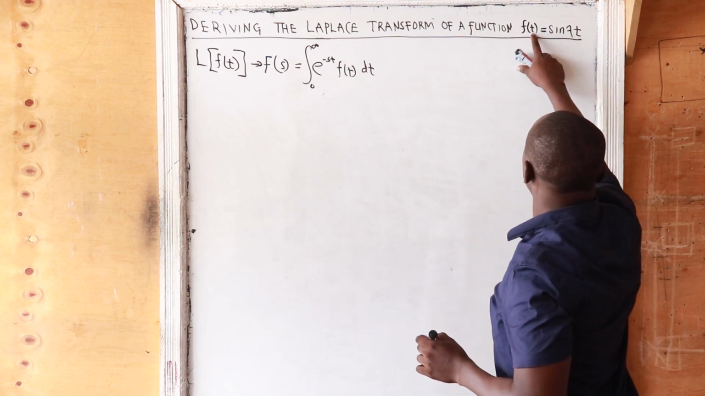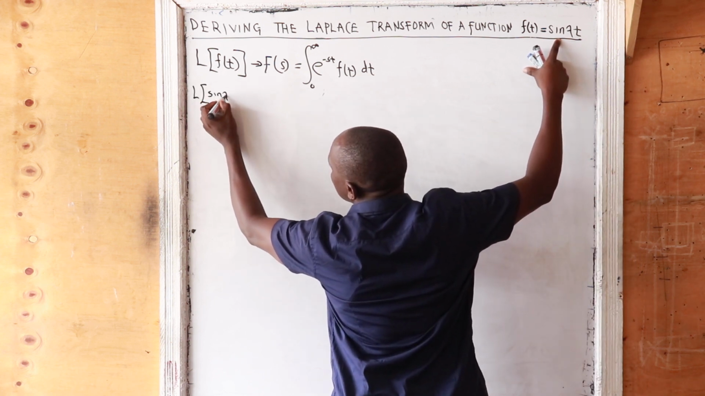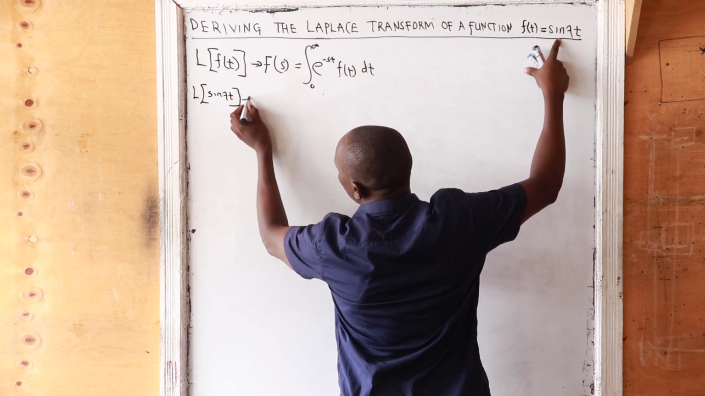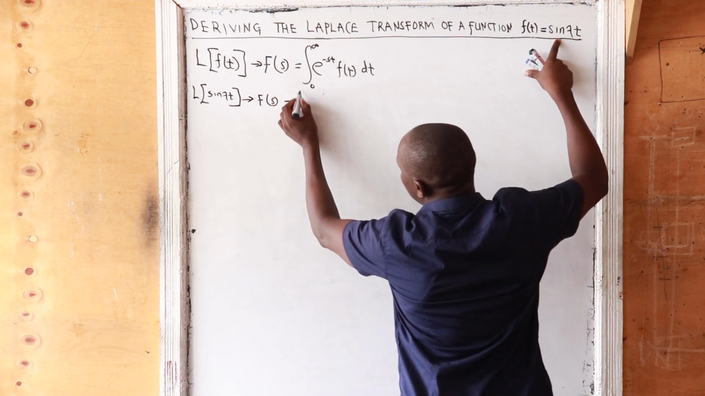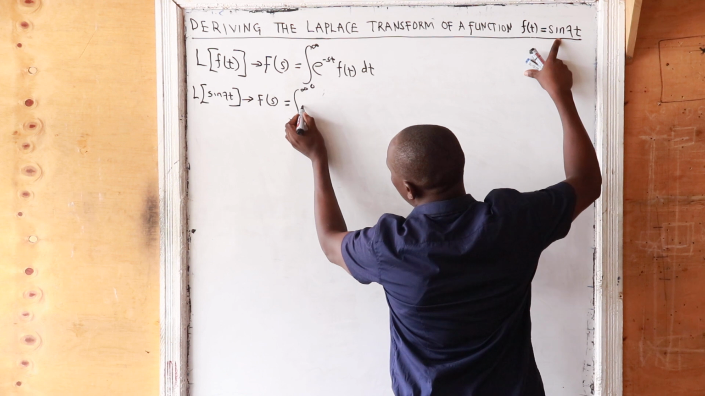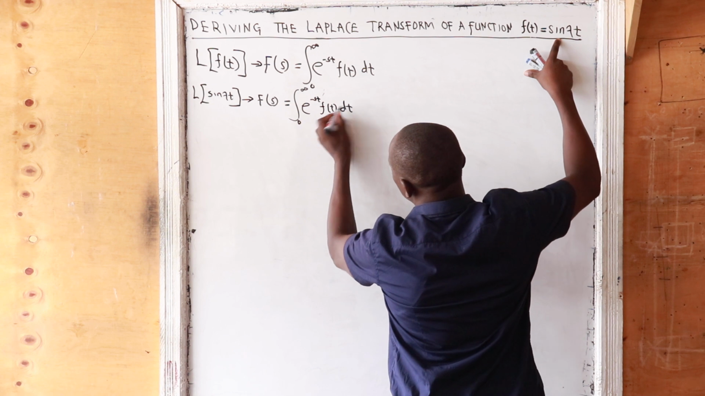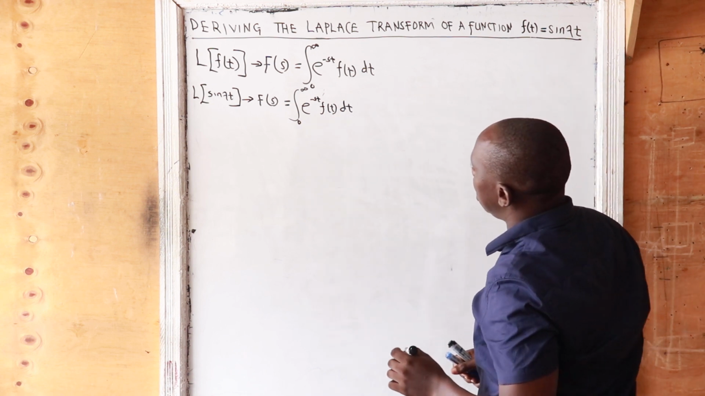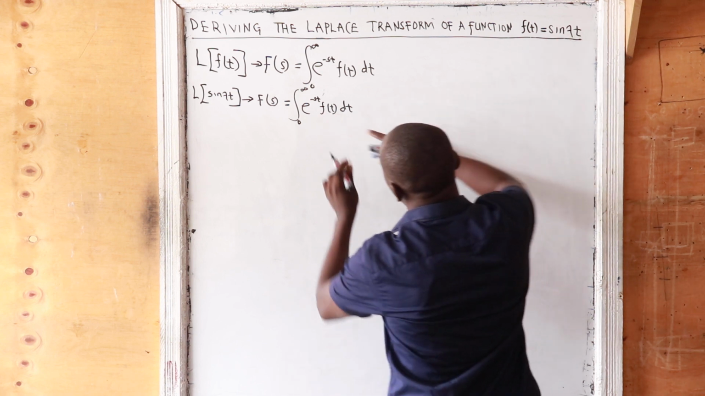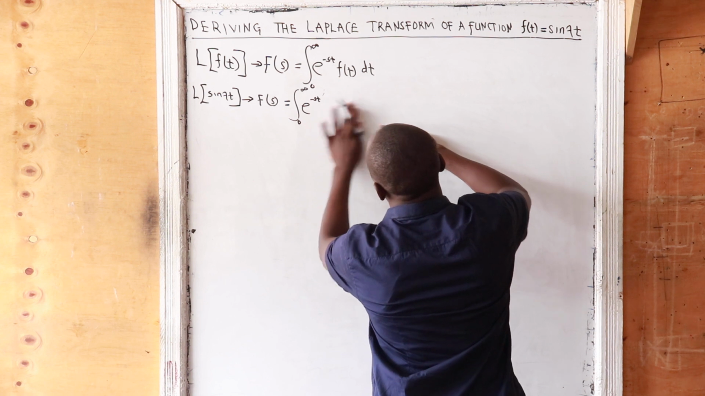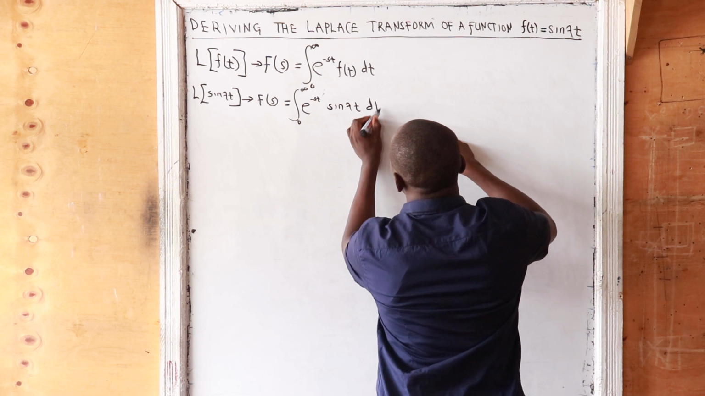Our f of t is sin lambda t. So we are looking for the Laplace transform of sin lambda t, which will be transformed to a completely different function capital F of s, which is given by the integral from infinity to 0 of exponential minus st f of t with respect to t. Now, our f of t here is sin lambda t. So this is sin lambda t with respect to t.